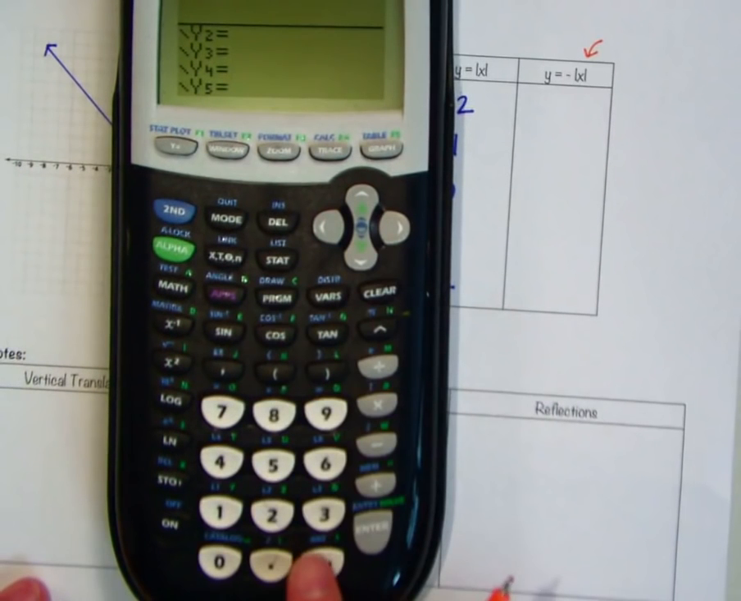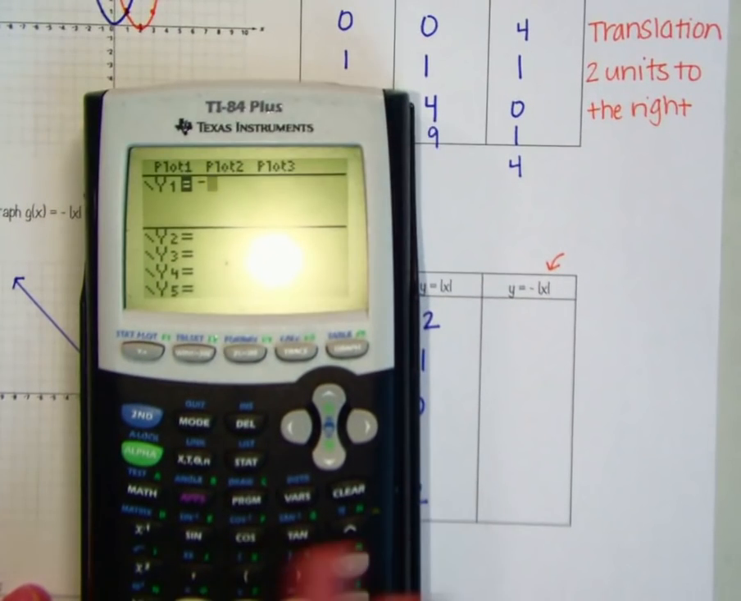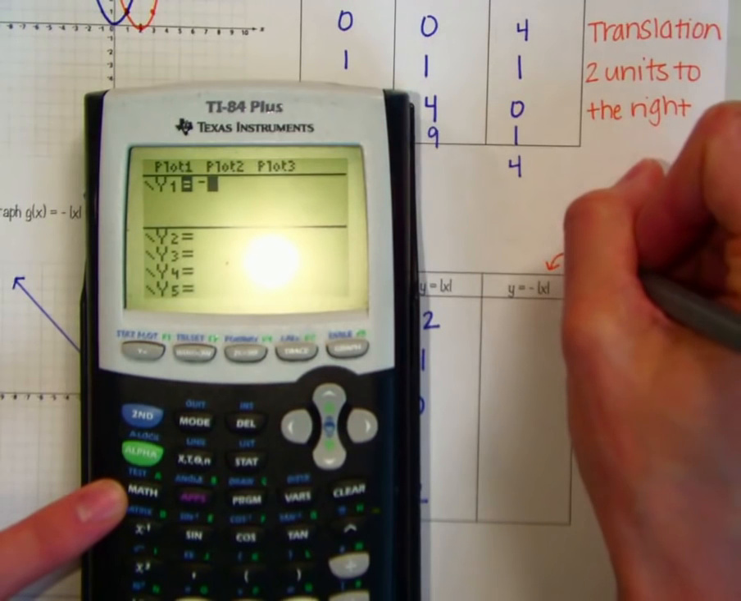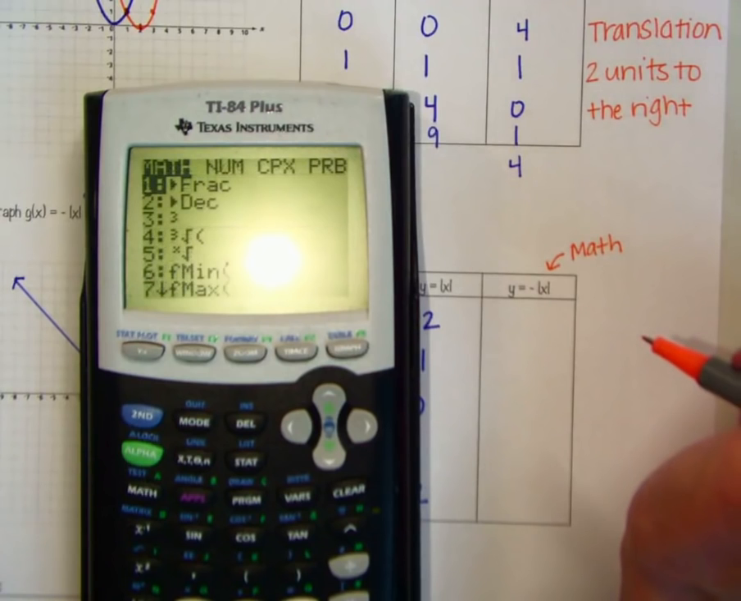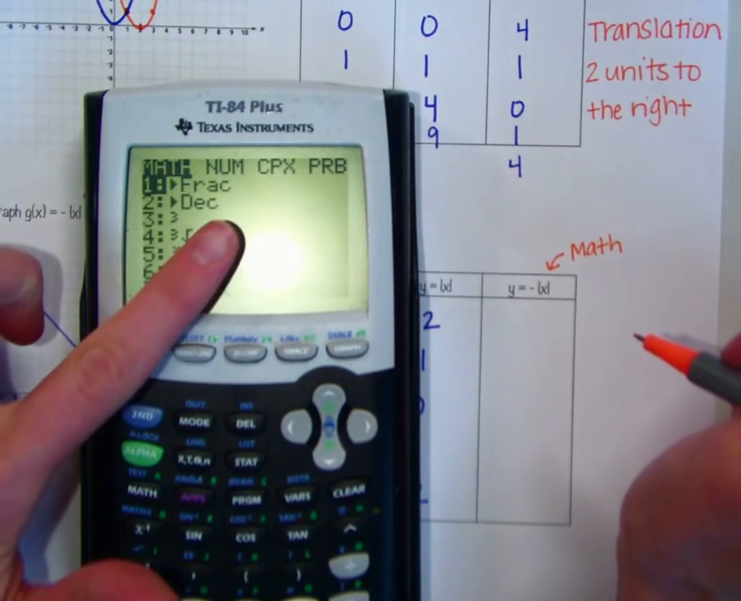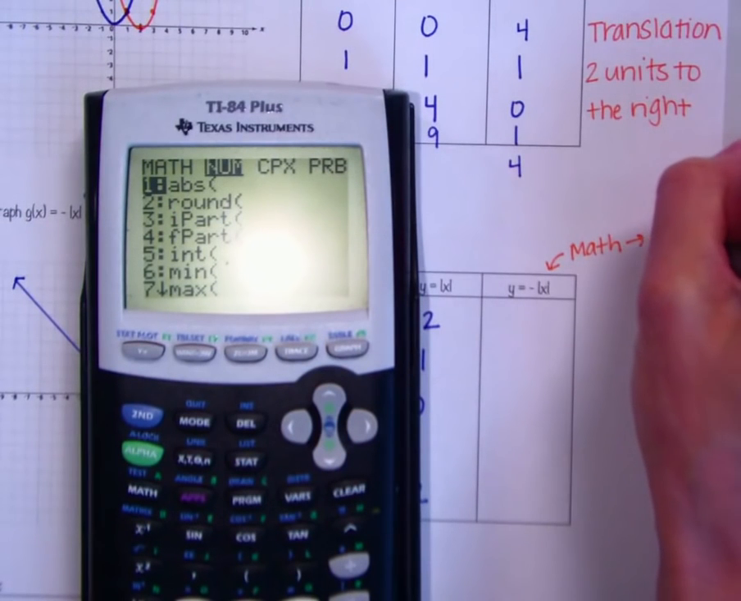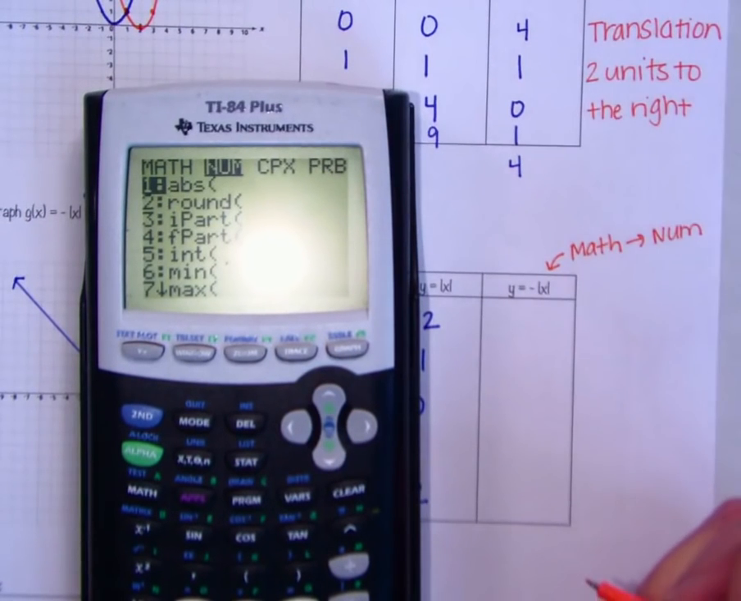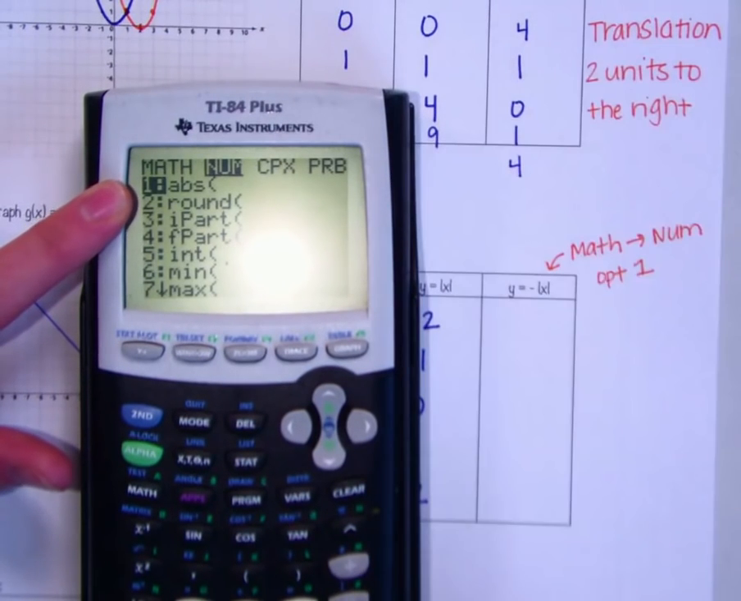On the graphing calculators, be careful. Negative is not minus. There's a negative key down here next to your decimal. So hit negative. And then to type in the absolute value, you want to go to Math. So hit this Math menu right here. Scroll to the right to get to your Number menu. And then option 1 is absolute value.